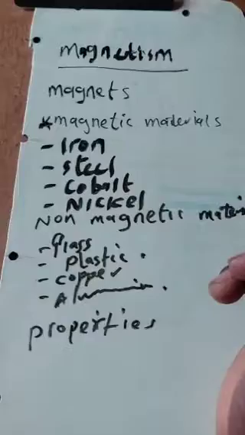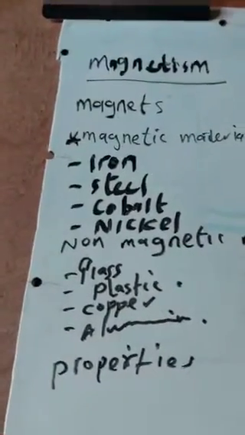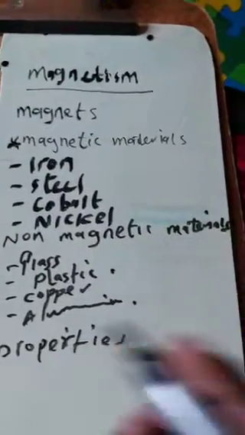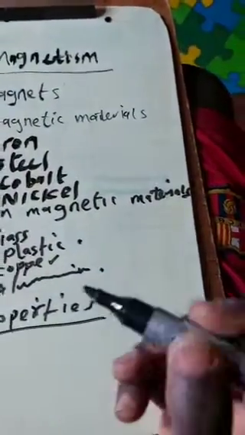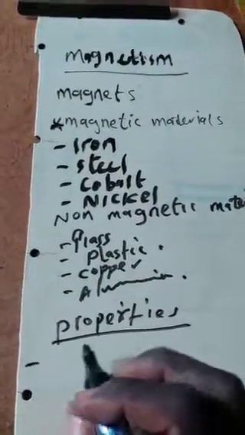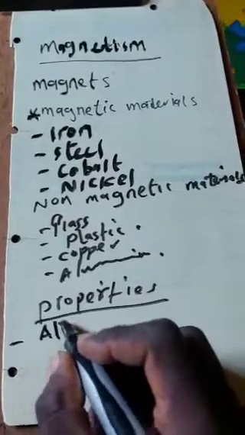For example, what are the properties of a motor vehicle? It is able to carry people from one place to another within a short amount of time. What does it do? Those are the properties. So magnets, what do they do? Property number one, magnets are able to attract magnetic materials.